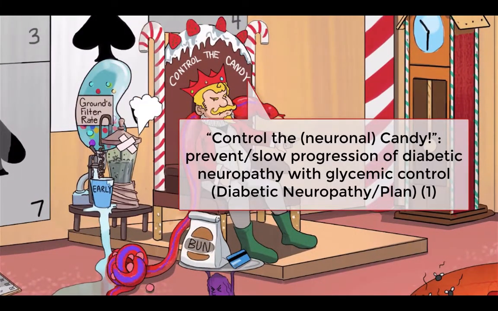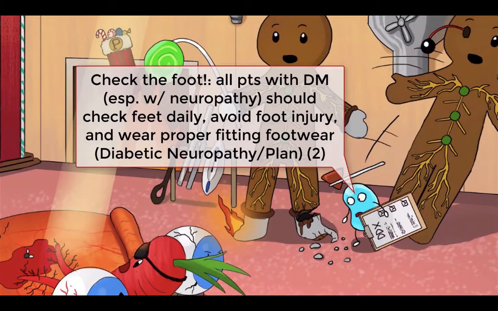The initial step in the management of diabetic neuropathy is, say it with me now, optimization of glucose control. This has been shown to prevent or delay the development of neuropathy in patients with type 1 diabetes and slow the progression of neuropathy in patients with type 2 diabetes. All patients with diabetes, but especially those with peripheral neuropathy, should be educated on the risk of developing foot ulcers. Patients should be checking their feet daily, avoiding activities that can injure the feet, and wearing proper footwear.